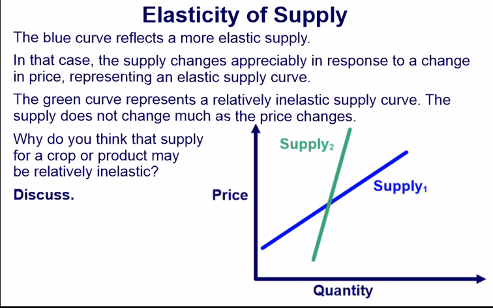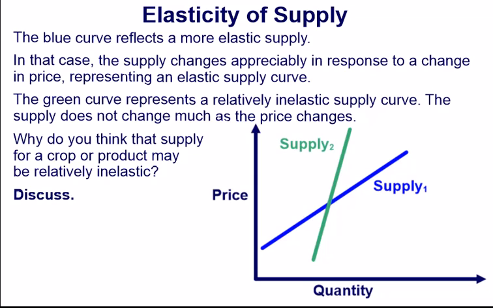Discuss. The blue curve reflects a more elastic supply. In that case, the supply changes appreciably in response to a change in price, representing an elastic supply curve. The green curve represents a relatively inelastic supply curve. The supply does not change much as the price changes.